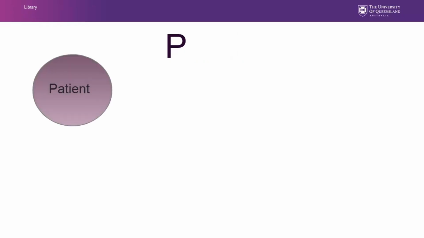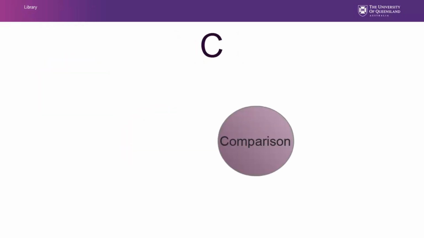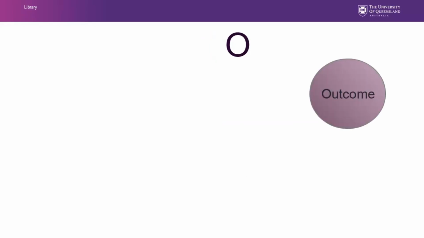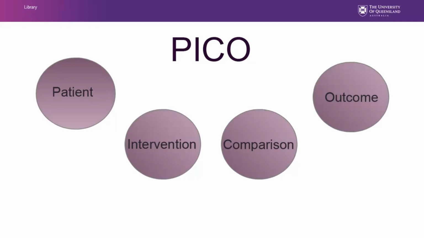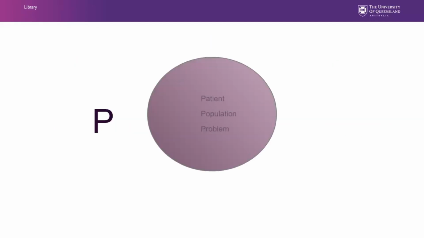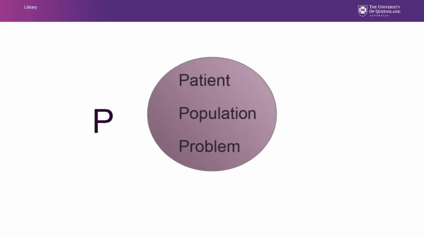PICO is an acronym for Patient, Intervention, Comparison, and Outcome. We use the PICO format to extract the information from a clinical situation to focus on a particular question. P describes the patient, population, or problem of interest. I is the intervention planned.